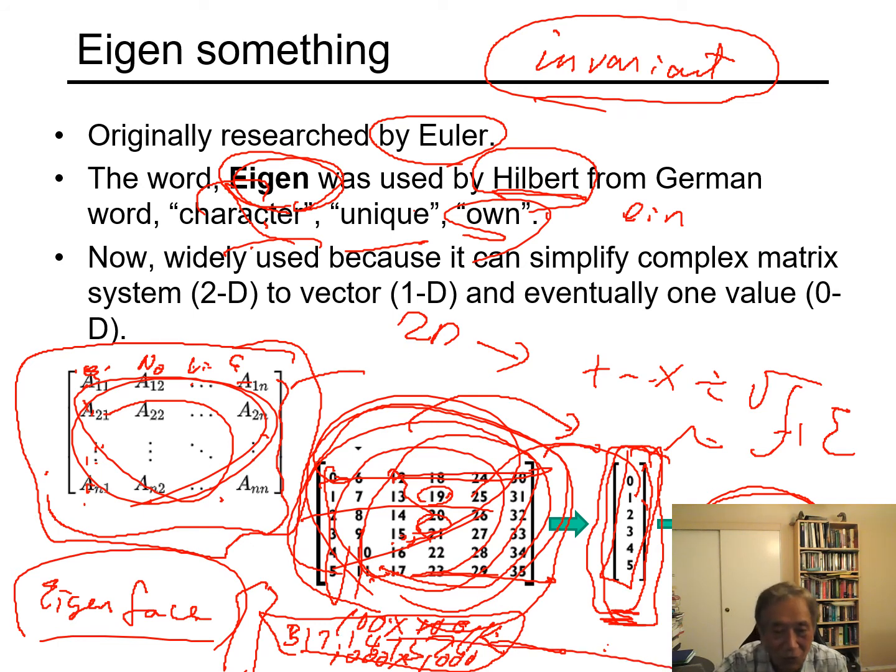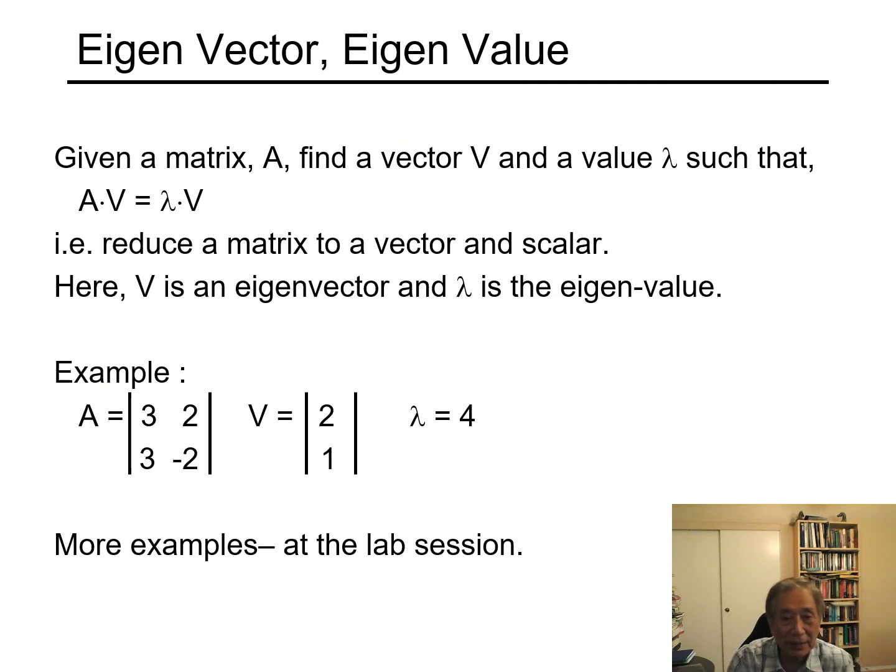So instead of that, let's use this vector. It is a very long vector, but nevertheless it's much better than the whole matrix. So the idea is having this kind of relationship. This is what Euler proposed, and Hilbert also did.